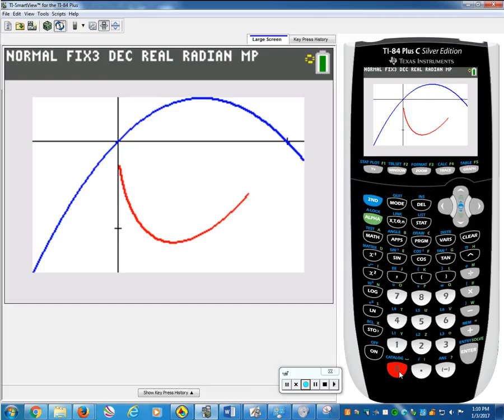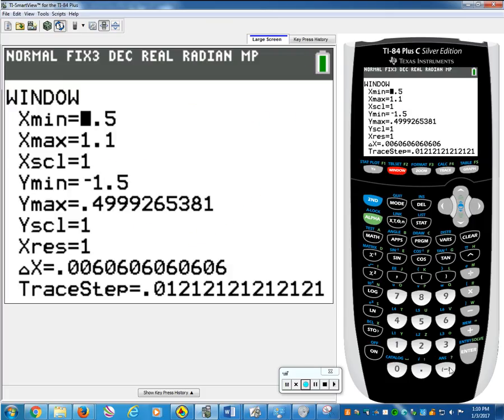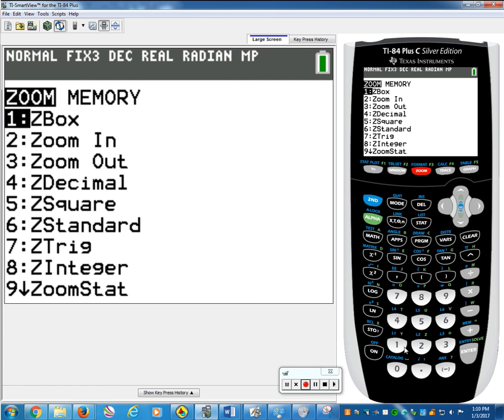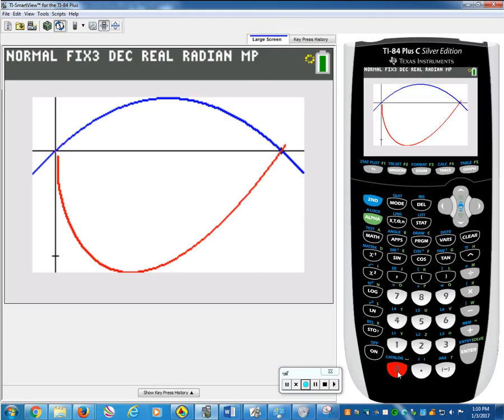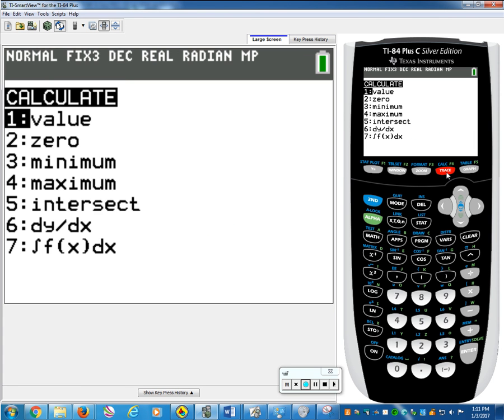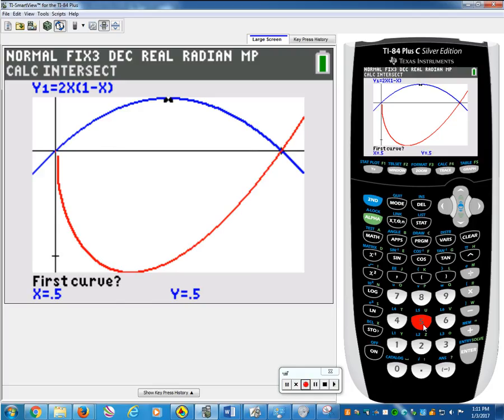So it makes that gap look even worse. But this does come down a tad. We can go window negative 0.1 just to make it a little bit better. Calculation again, so I say second, calculate, 5 for intersect, enter, enter. I know the intersection is near 0, so I can actually type 0. Press enter, and it confirms that the intersection is where I thought it was.